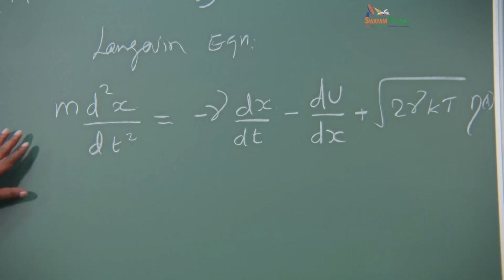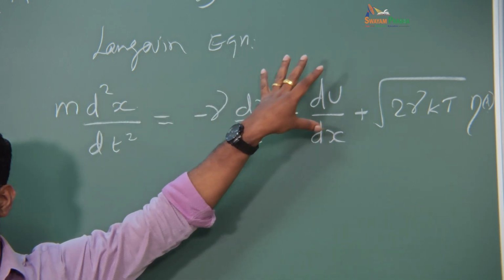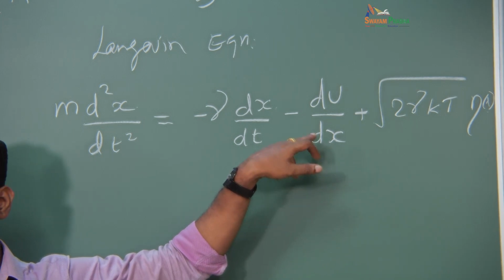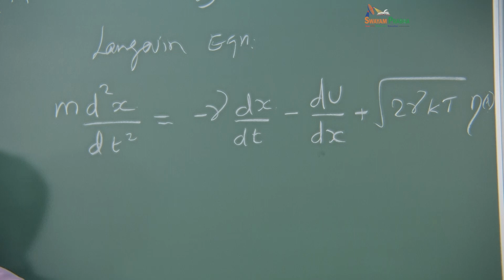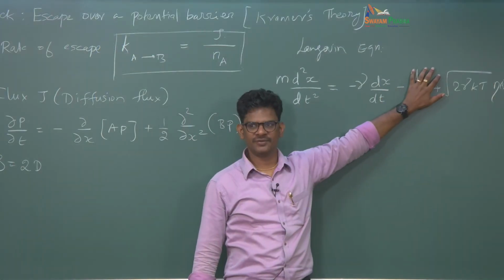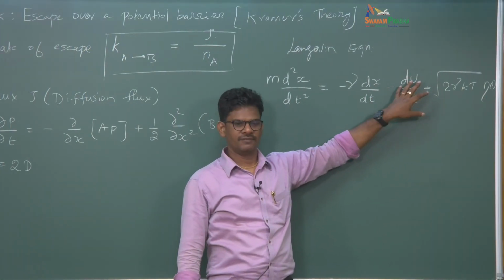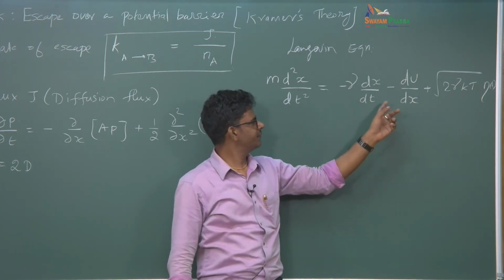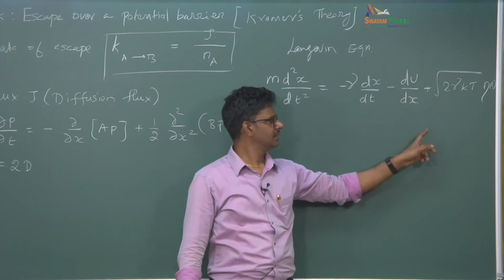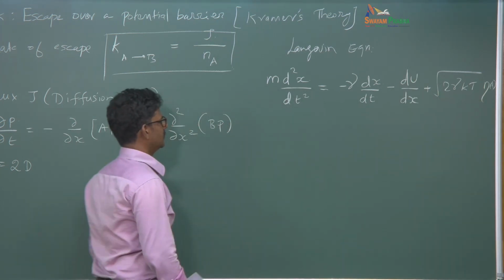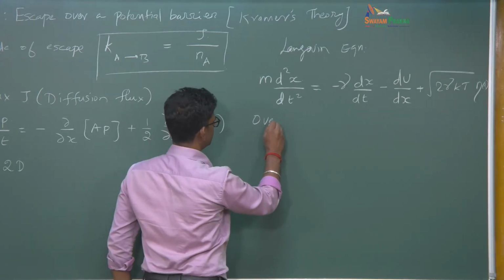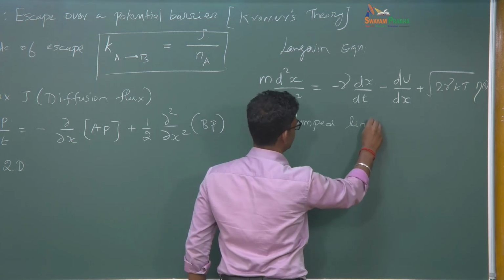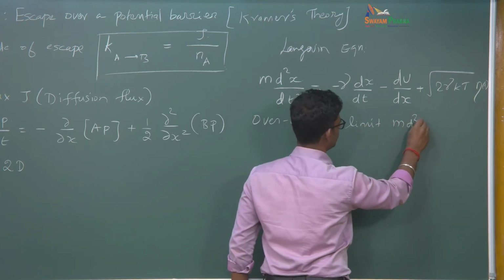So the mass times acceleration is balanced by drag, the potential gradient, which is the force acting on this particle due to the potential. When there is no potential, this is 0, then we have a free Brownian particle. We have seen some other cases where there was a gravitational force, there was a spring attached to that. So there are different kinds of force you can add here. And this is the thermal noise. So we will say that this is an overdamped limit, where we say that the mass times acceleration is 0.